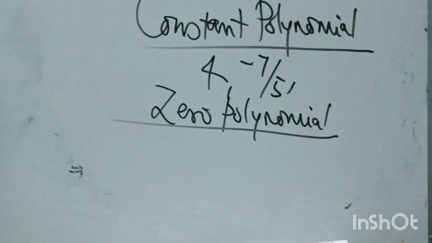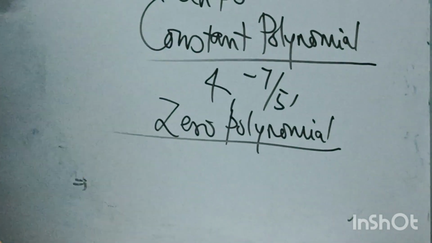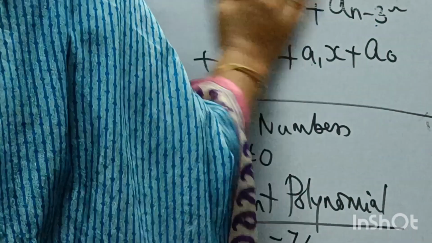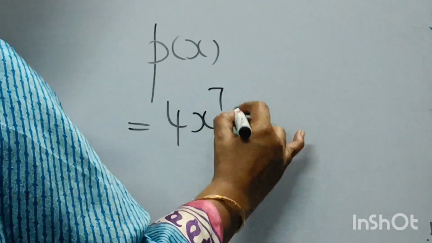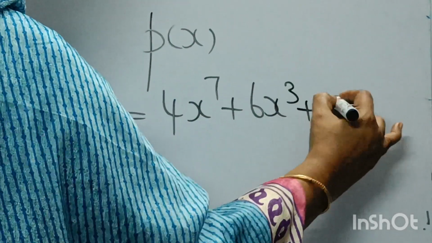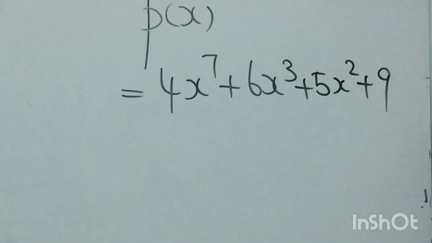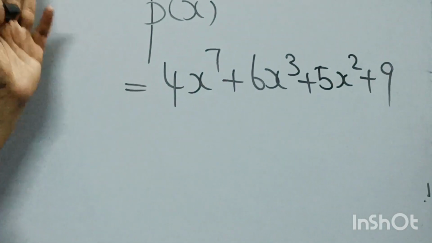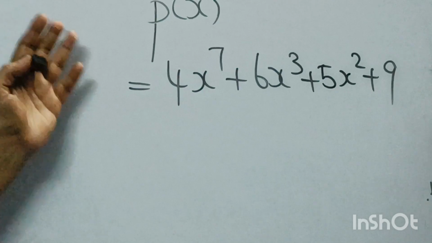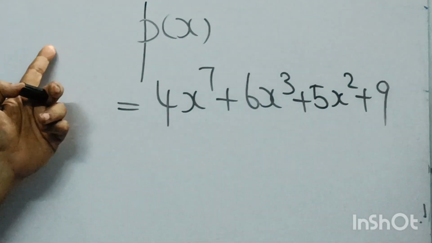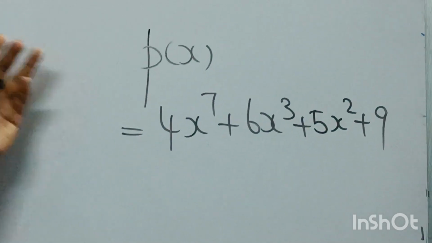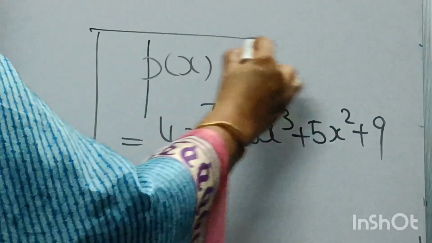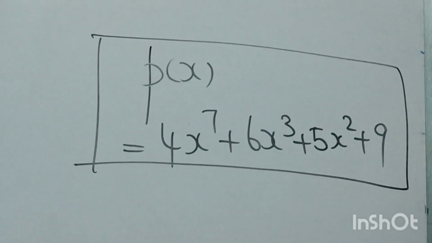And we have different types of polynomial expressions. For example, p of x is equal to 4x to the power 7 plus 6x cube plus 5x square plus 9. This is a polynomial represented in terms of one variable x, and it has the highest power of degree 7. So this is a polynomial of degree 7. This is the example, and what is meant by the degree of the polynomial is clearly explained.